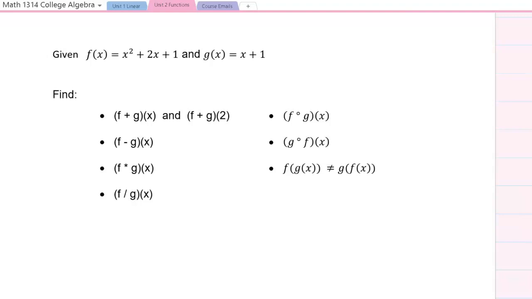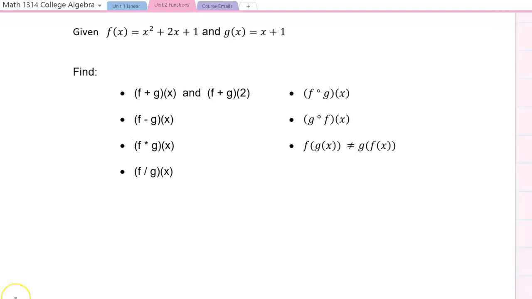So one of the first things that we need to do is to be able to add, subtract, multiply, and divide functions. Let's say we are given f of x and g of x, where f of x is x squared plus 2x plus 1, and g of x is x plus 1. First, let's add f of x and g of x.